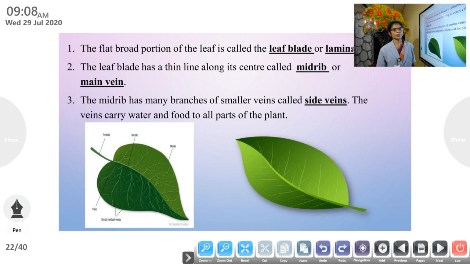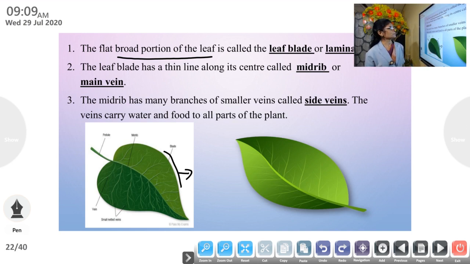Then listen, what is a leaf blade or lamina? The broad portion of the leaf. Once more, the flat, broad portion of the leaf is called leaf blade or lamina. This is that portion.